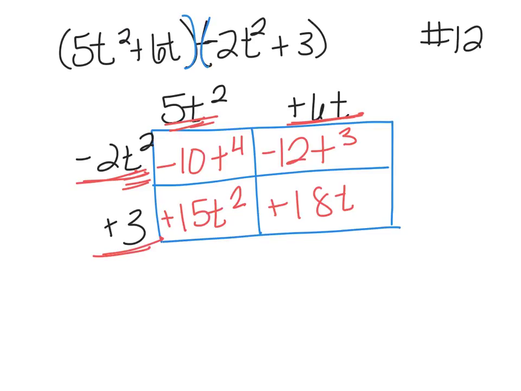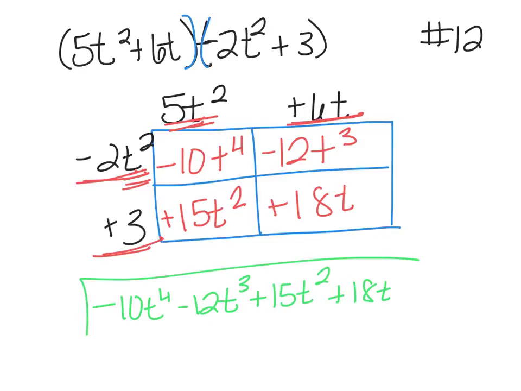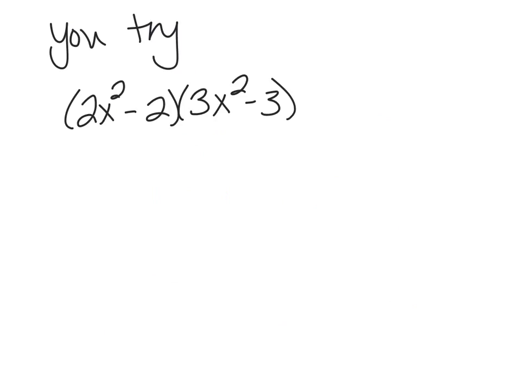Notice that in each box, there's a different amount of t's, so I'm just going to put them in order. Negative 10 t to the fourth, minus 12 t to the third, plus 15t squared, plus 18t is my final answer. You try one that looks like this.